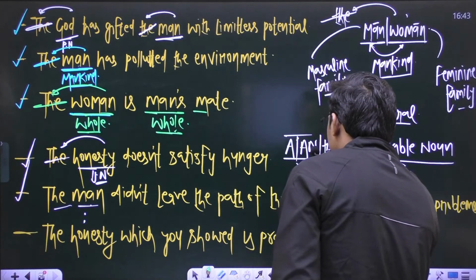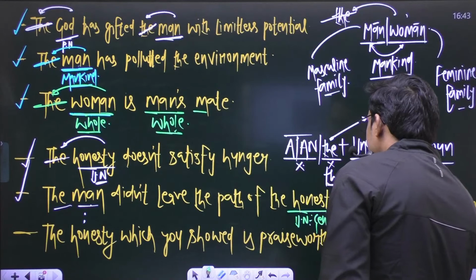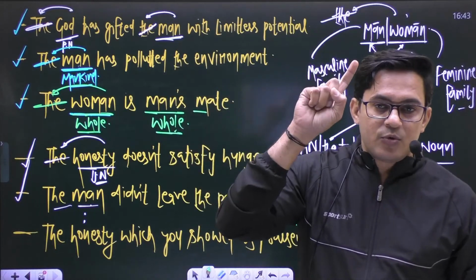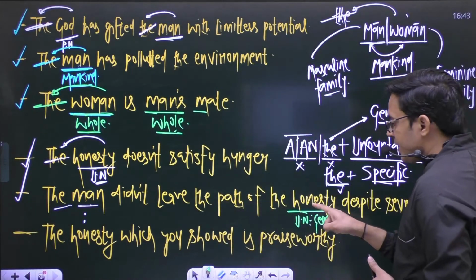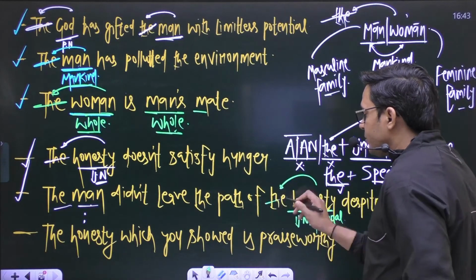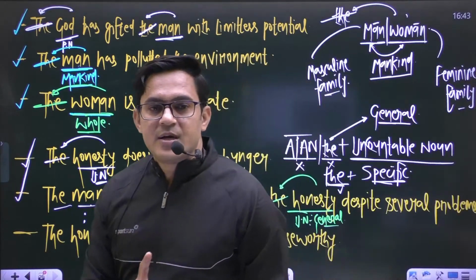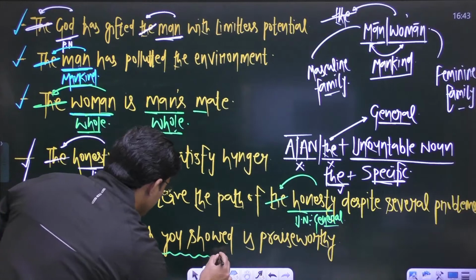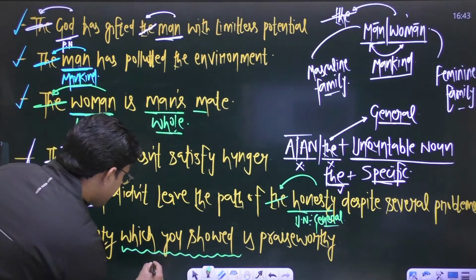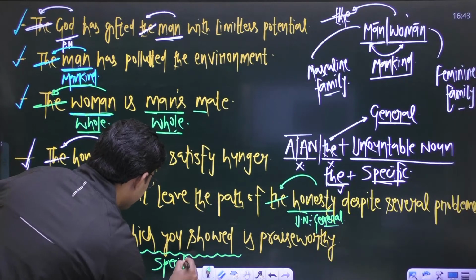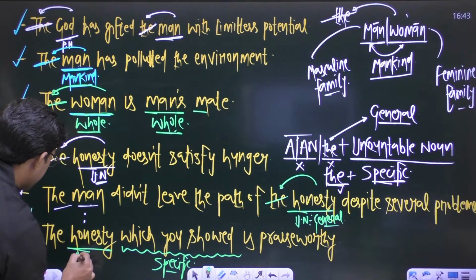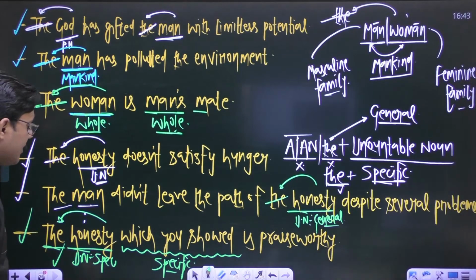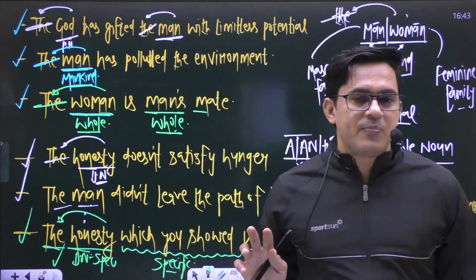Again you have the uncountable noun honesty, and this is an uncountable noun in general. The honesty which is praiseworthy, the honesty is the best policy. Honesty which is the best policy, that honesty I'm talking about. So this is also uncountable in general, right? But if you apply it in the third sentence, the honesty which you showed, if I say which you showed, it means I'm talking about the honesty of specific people. So in a specific sense, when you use an uncountable noun, then we can use the article the before it. This sentence is okay, the last sentence is okay.